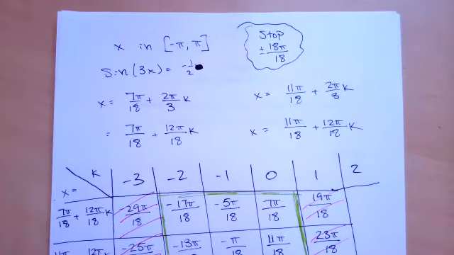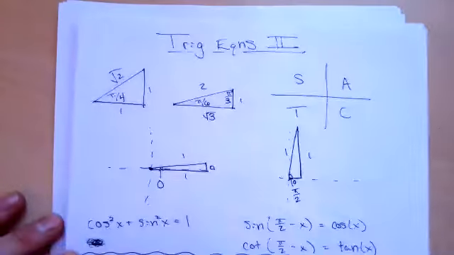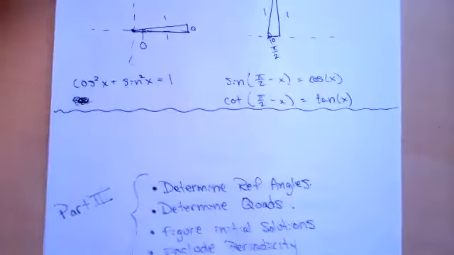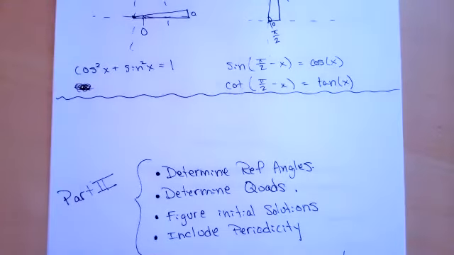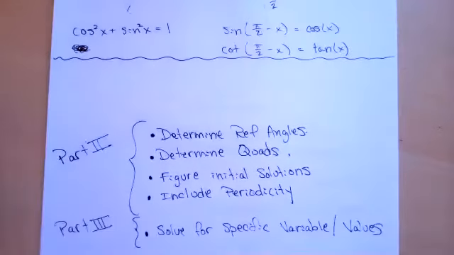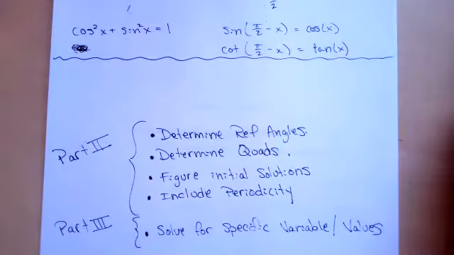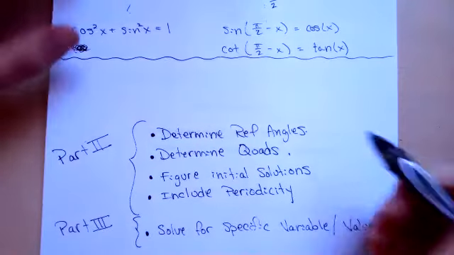Let's talk about what can happen in the beginning of the problem. So that's kind of like the end of the problem. If we wanted to make things a little more complicated, we've got a 3x instead of just an x. How can things get a little more complicated at the beginning of the problem if we need to do some sort of work before isolating our trig functions?